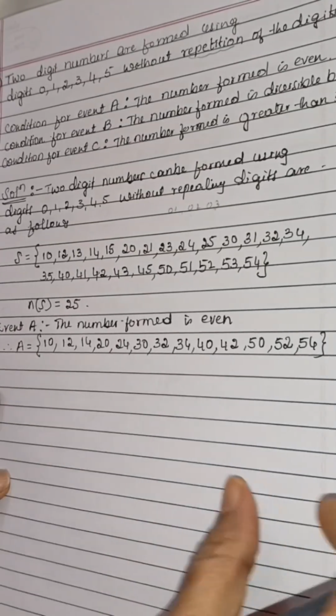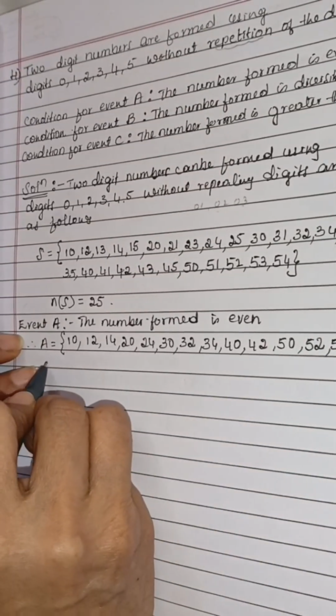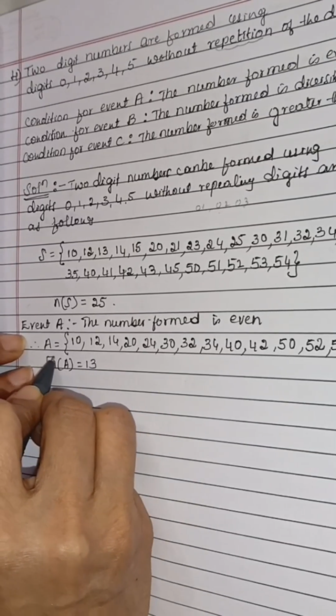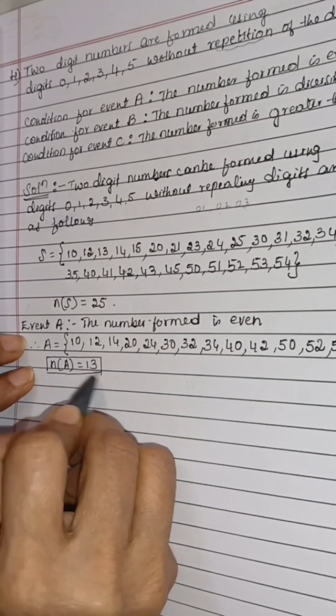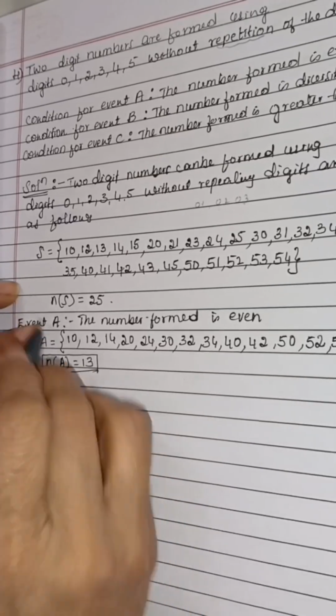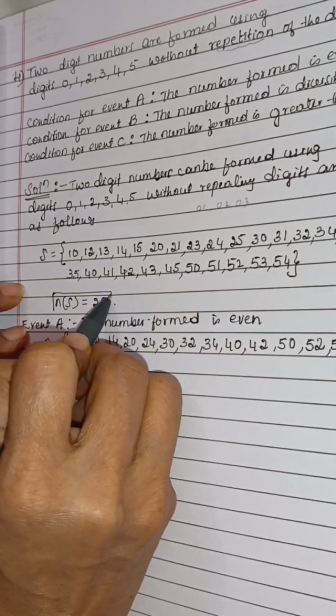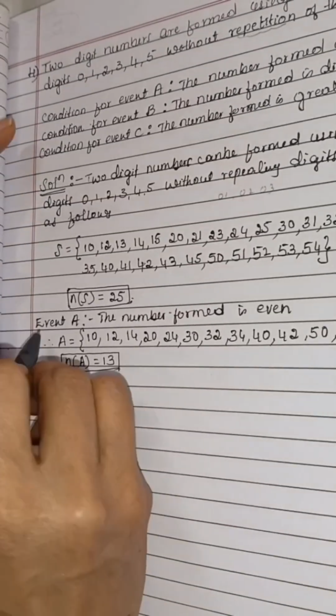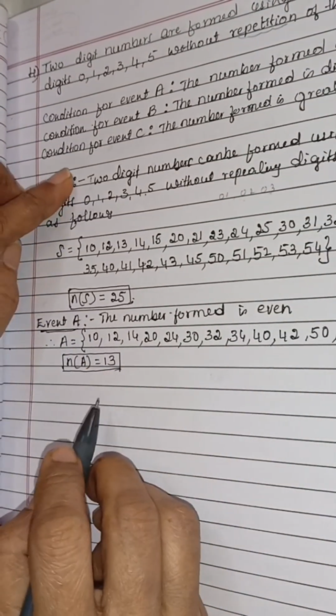Therefore, the number of elements n of A is 13. The number of elements in this set is 13. Here n of S, the sample space, is 25. This is event A. Now this is event B.